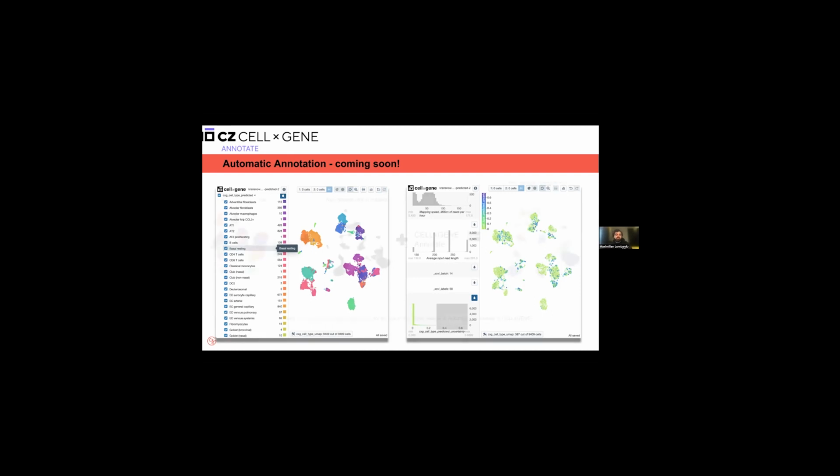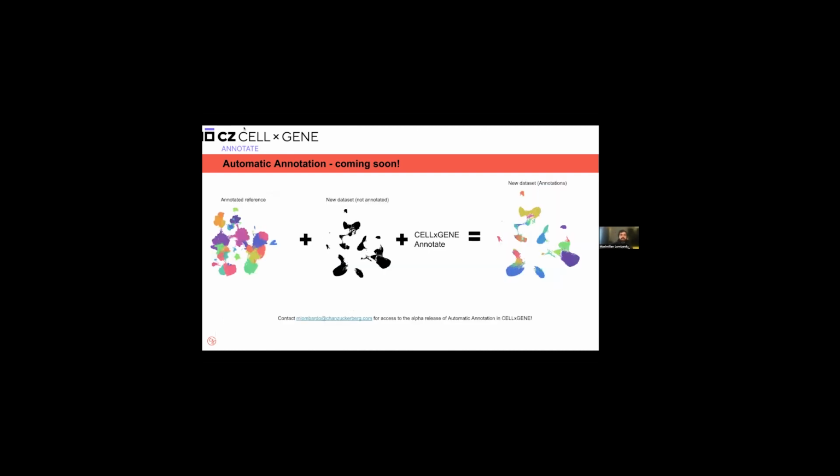We've got a prototype that we're releasing a little bit later, probably Q1. But if you do want to help us test the alpha release of this particular tool, you can reach out to me at mlombardo@chanzuckerberg.com for access to this prototype and essentially to help us test it out. And I'm happy to give you more information if anybody's interested in trying out the tool.